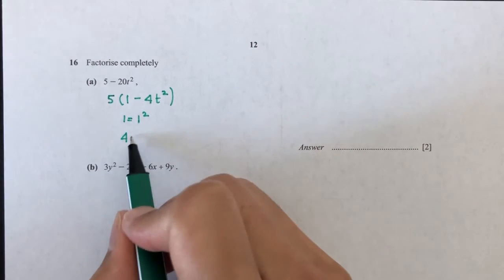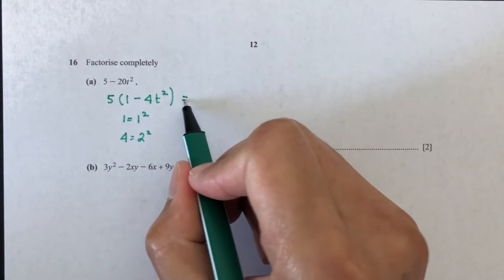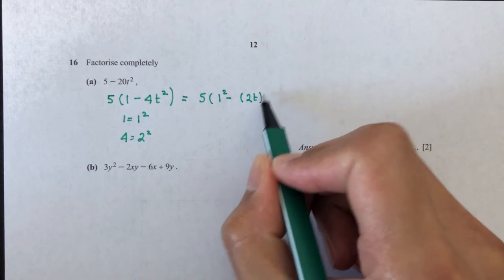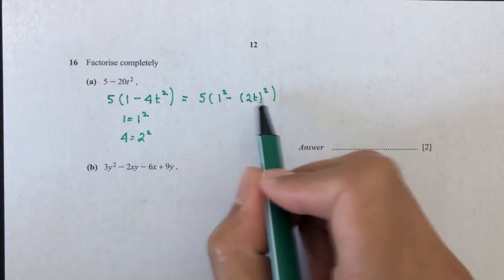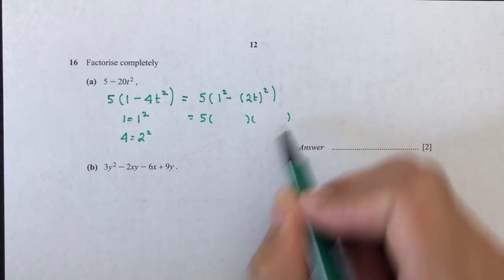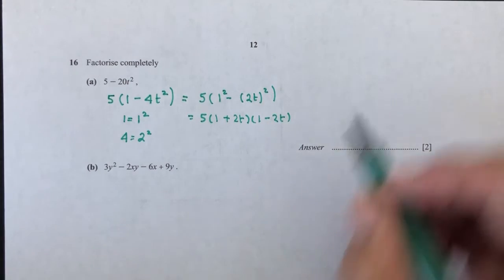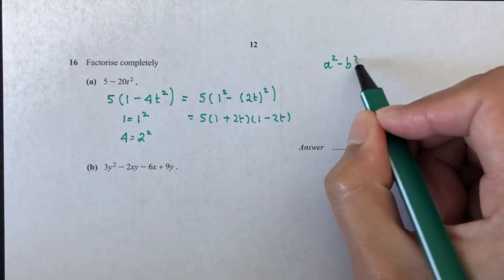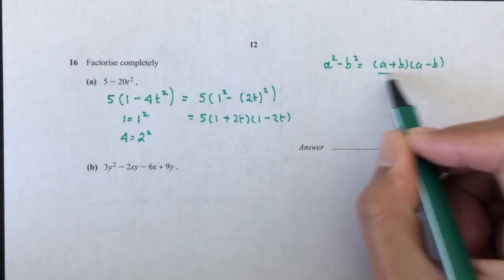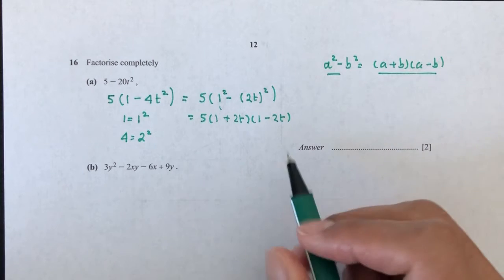So now we observe 1 is 1 squared, right? And 4 can be 2 squared. So we rewrite this as 5 times 1 squared minus 2t squared. Now we have two square numbers and a subtraction, so we can write this as 1 plus 2t, 1 minus 2t. Because we know that if we have a squared minus b squared, we have a plus b and a minus b. So we use this and replace the values of a and b, so it will become just like that. So your answer for part A is this.